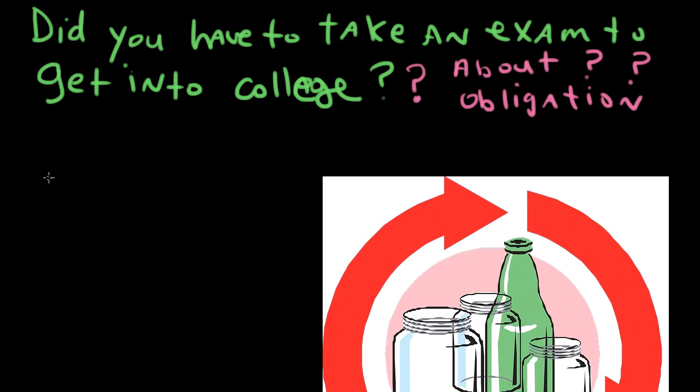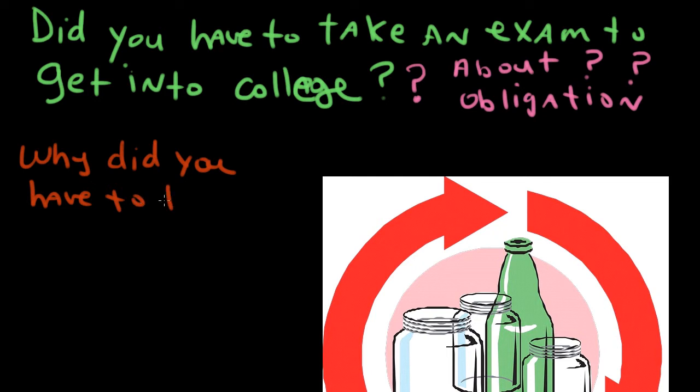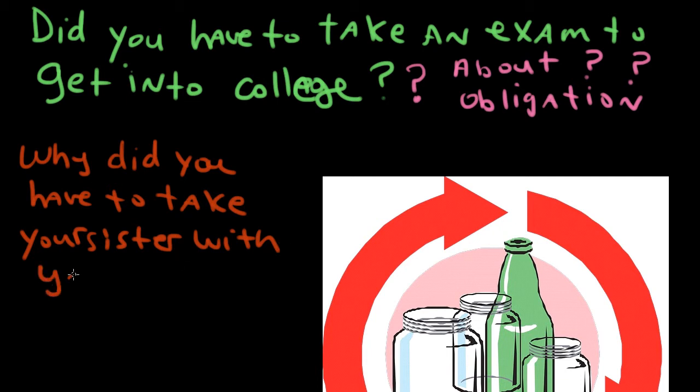Let's look at another example with did. Why did you have to take your sister with you? Oh, I had to babysit. That's why I had to take my sister with me. Don't forget the question mark. Let's look at one more example of did and have to making questions.